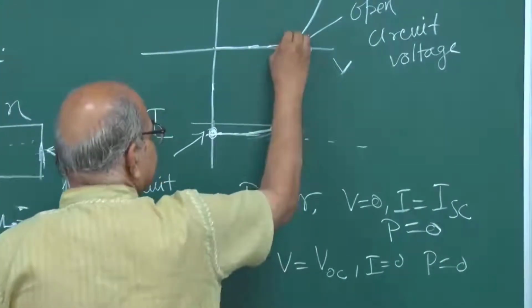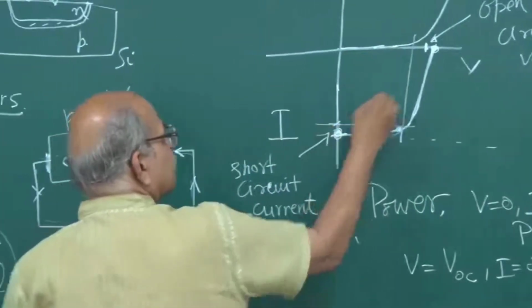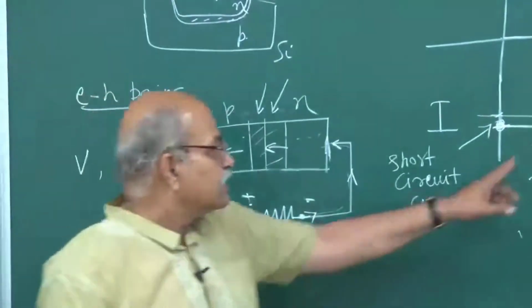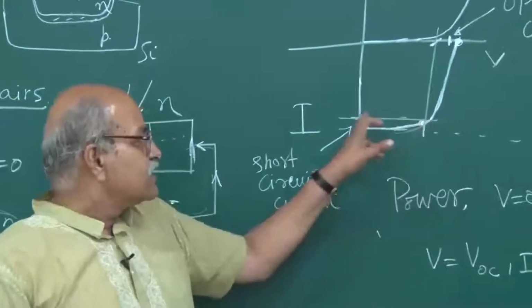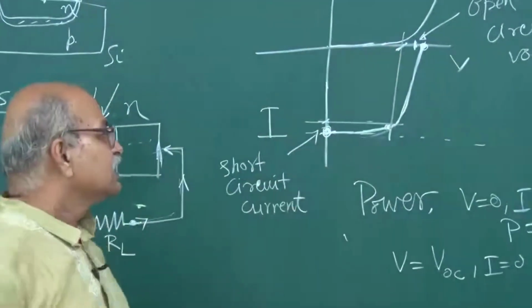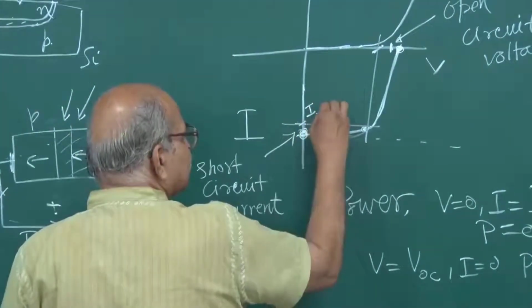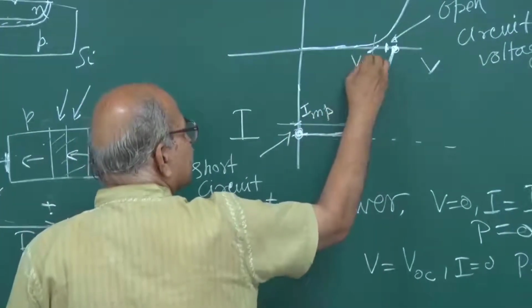So, this is it for this current and this voltage, right. When your system is such that you are at this point, current is this much, voltage is this much, then you have maximum power. So, this is current for maximum power, and this is voltage for maximum power.